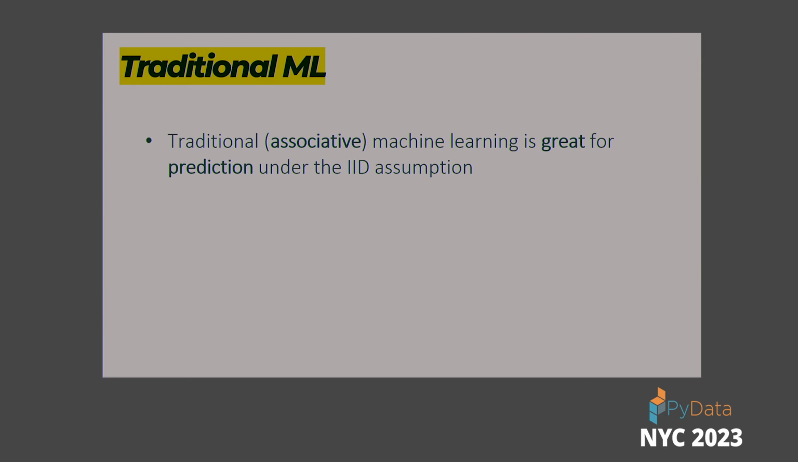So traditional machine learning, and I would say traditional associative machine learning, we'll talk about why associative in a second. It's great for prediction under the assumption that the future is like the past. So we say the joint distribution that we used for the training won't change at test time.